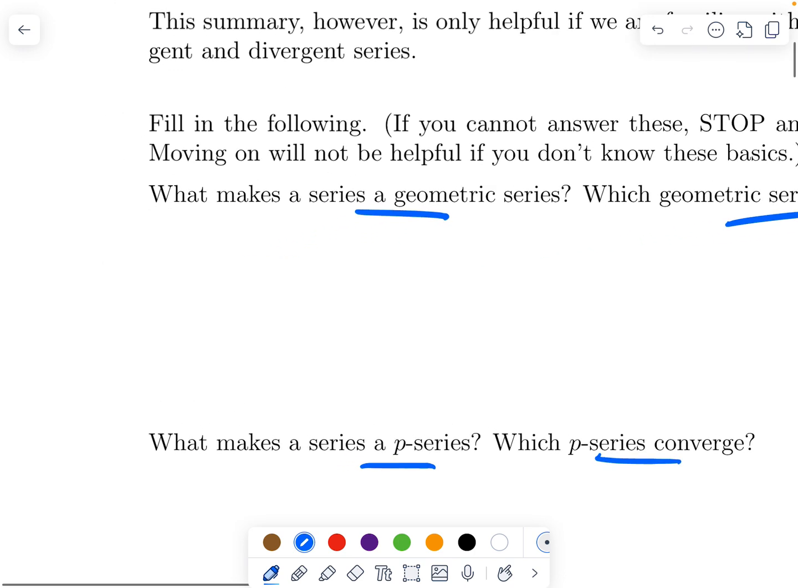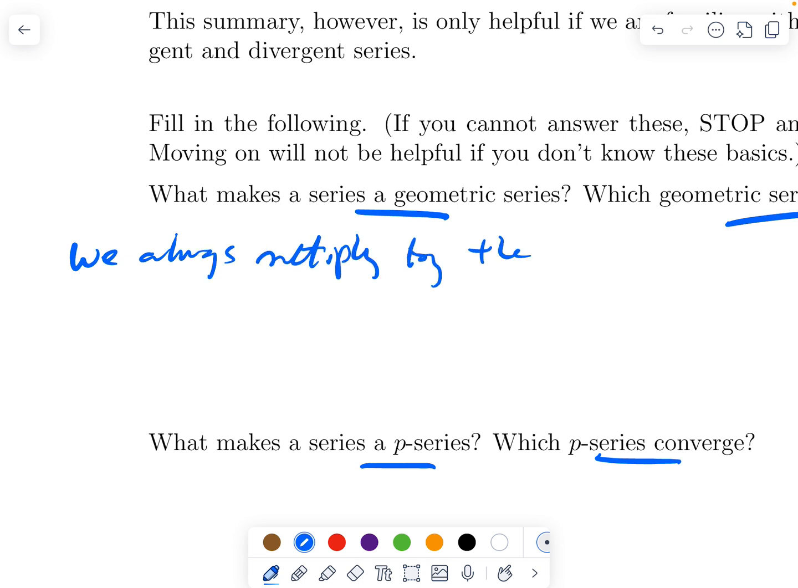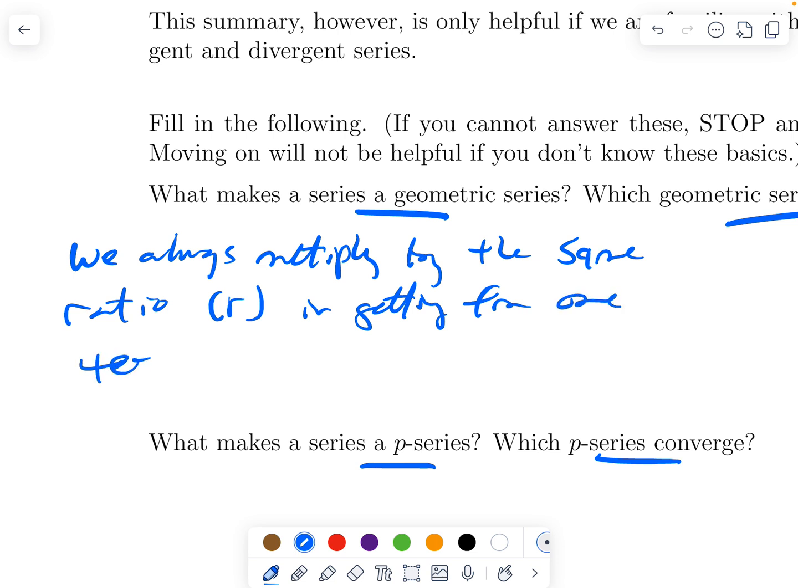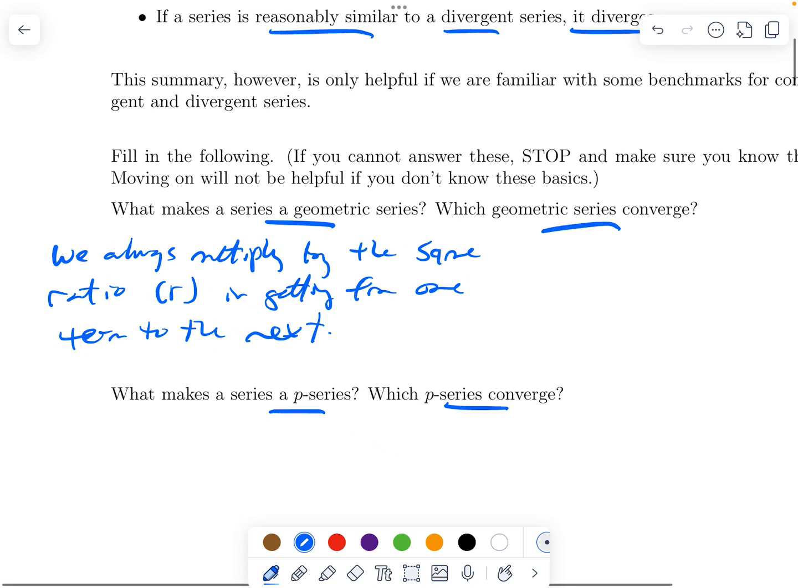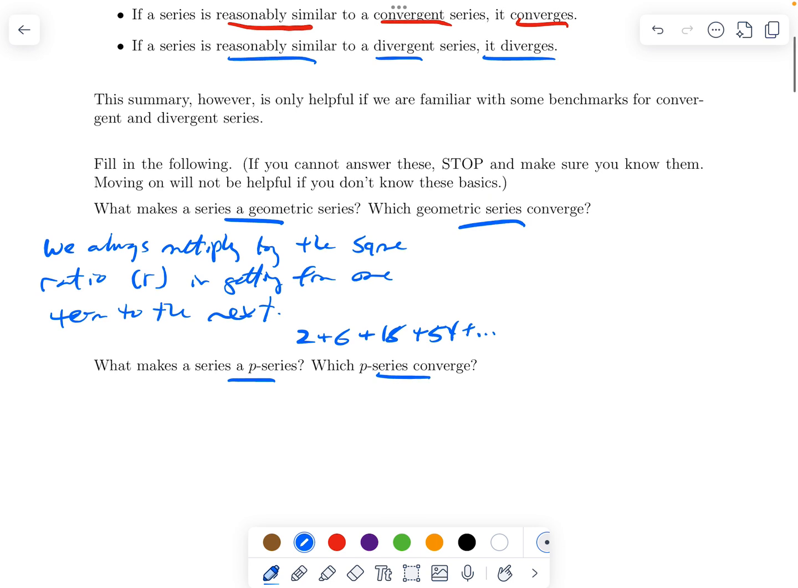So a series is geometric if we always multiply by the same ratio in getting from one term to the next. And division you can think of as multiplication by a fraction. So an example would be something like 2 plus 6 plus 18 plus 54. Here we're always multiplying by 3. And it converges if r is less than 1 in absolute value.